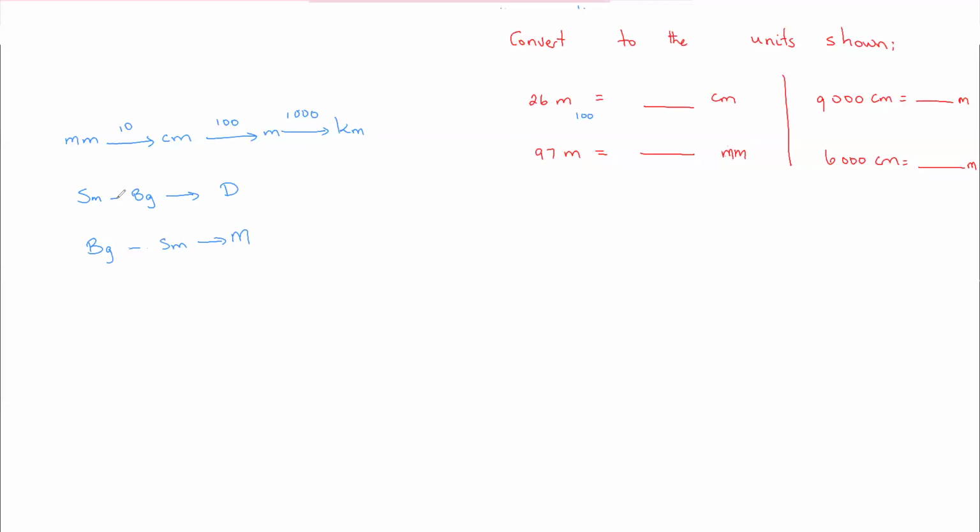So we're moving from this one here. We have 26 meters. Meters is bigger than centimeters, so we're moving from a bigger unit to a smaller unit. So we have to multiply. So it'll be 26 times 100, which will be 2,600 centimeters.